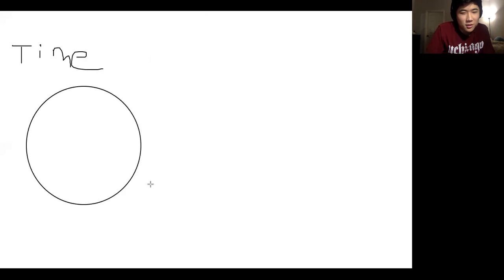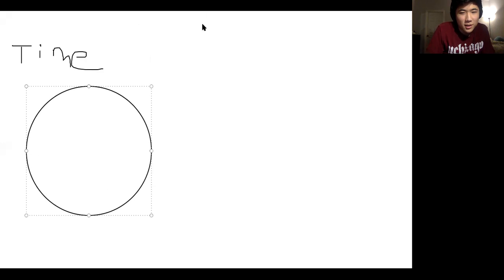So on a standard clock that has 12 things, right? You got a 12. You have the 6 here, and then you have the 3 on the right and the 9 on the left. And then you go 1, 2, 3, 4, 5, 6, 7, 8, 9, 10, 11.